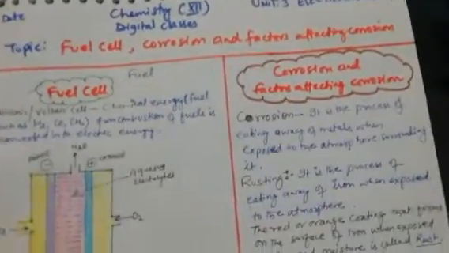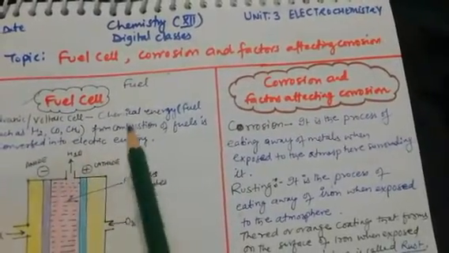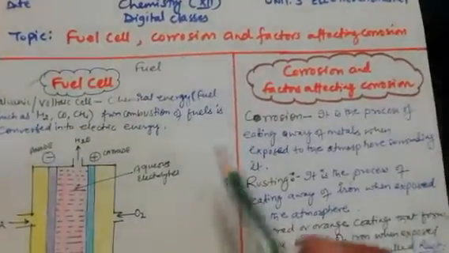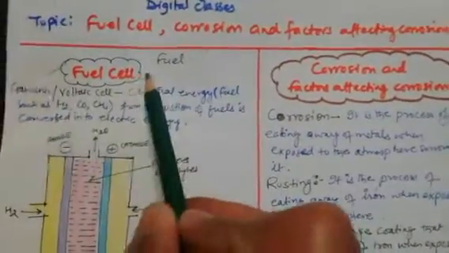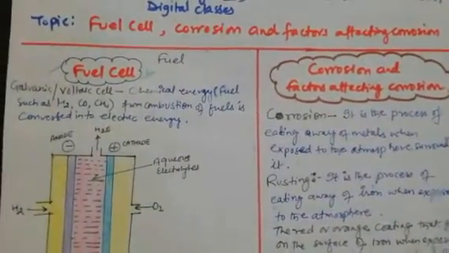As yesterday we did batteries, there are primary and secondary batteries. Primary batteries are non-rechargeable, secondary batteries we can recharge, whereas we studied two types of primary battery and two types of secondary battery. So today the last type of cell, that is the fuel cell. This is also very important, and most of the time this question can be asked in the exam.